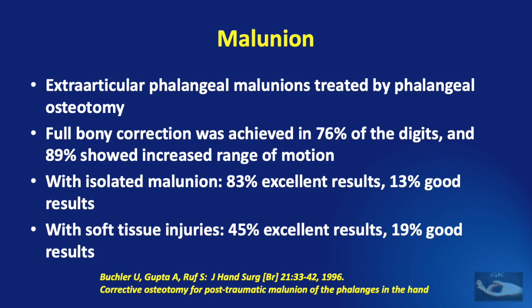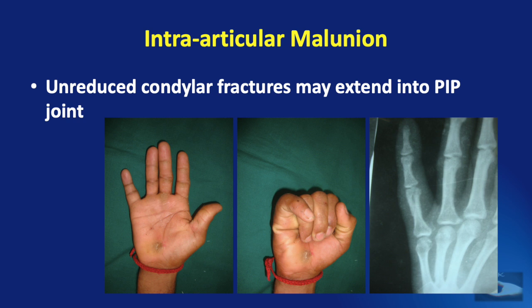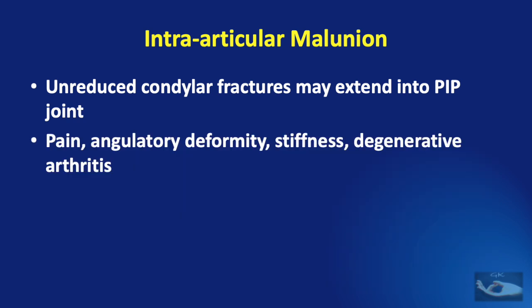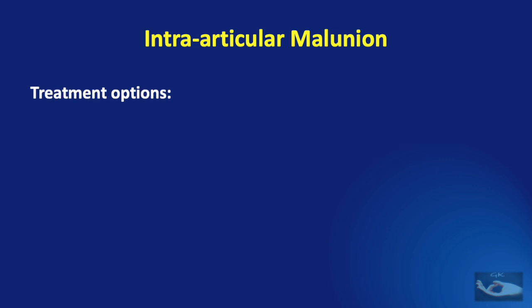Apart from extra-articular malunion, we can also have intra-articular malunion due to unreduced condylar fractures which extend into the PIP joint. This results in pain, angulatory deformity, stiffness, and leads on to degenerative arthritis. There are 4 types of treatment options available.